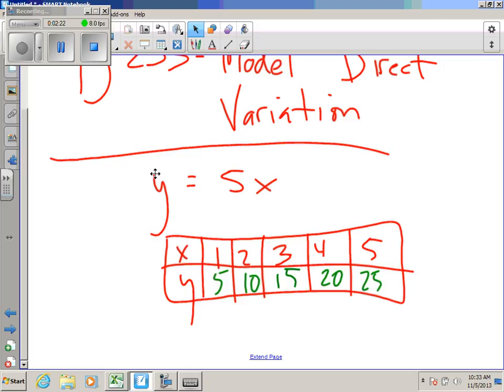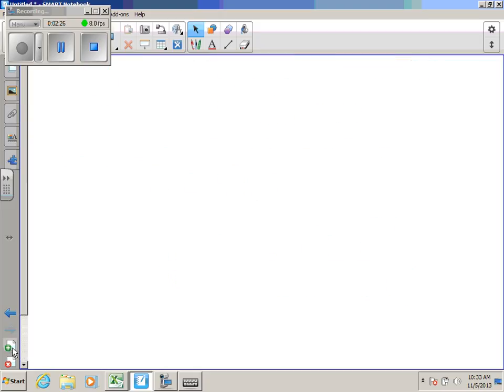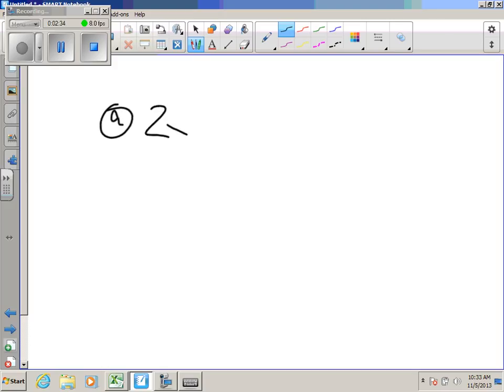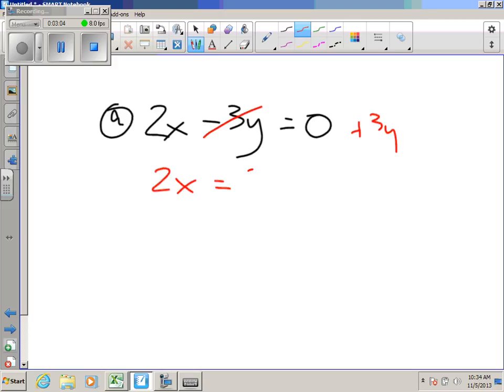So example 1 on page 253 will help us answer those questions if a given equation is a direct variation. So let's take a look at example A. 2x minus 3y is equal to 0. Okay, so let's try to solve for y and see what we get. So if I'm going to solve for y, Kate, what looks like our best option? Add 3y to both sides. So you have 2x is equal to 3y.